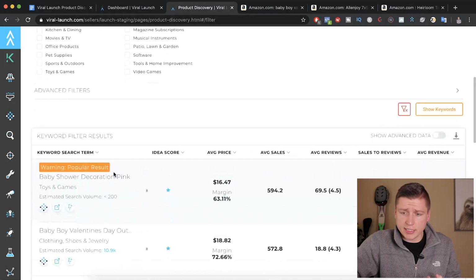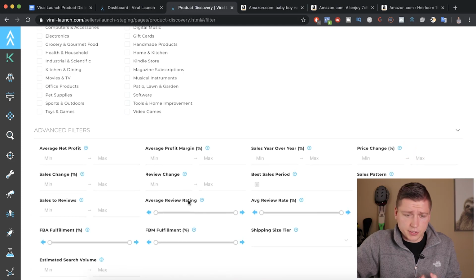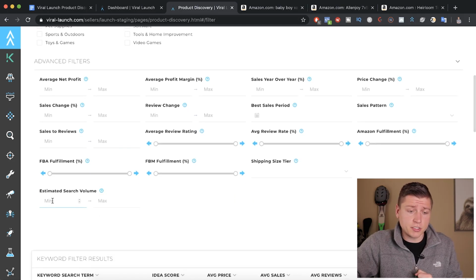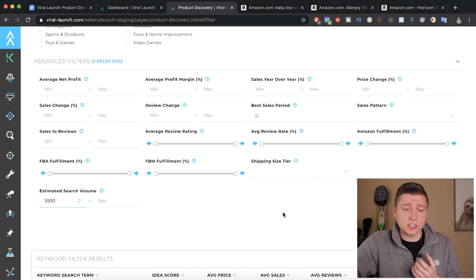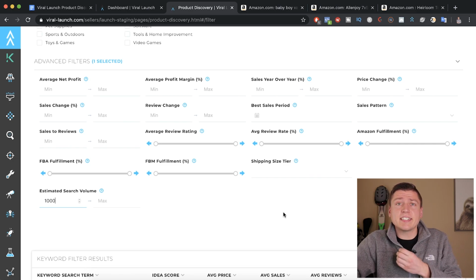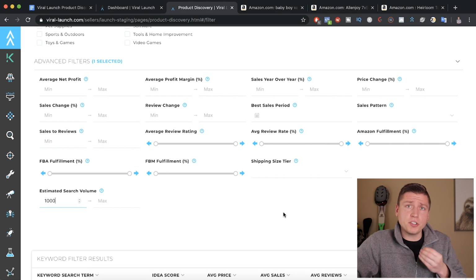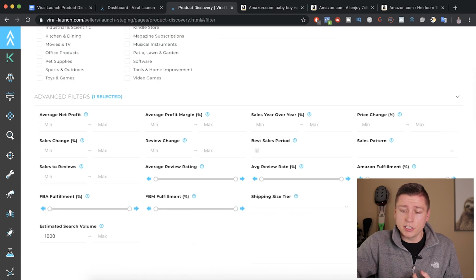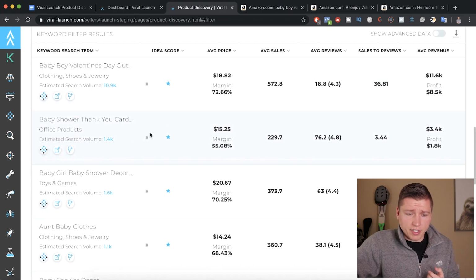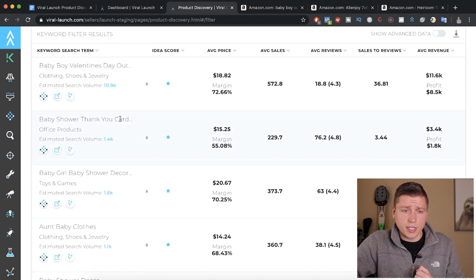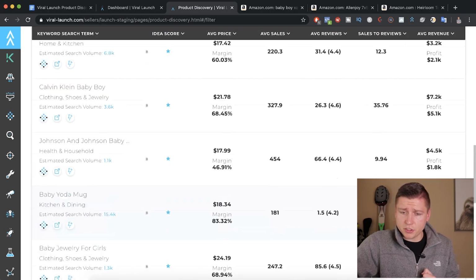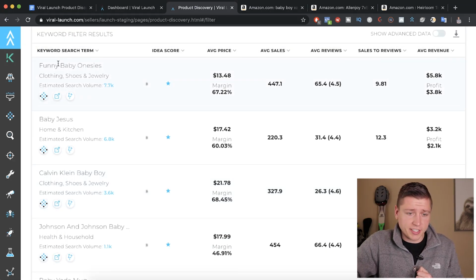So the way to fix that, guys, is go to advanced filters here and go down to estimated search volume. I'm going to put the minimum to 1,000 here. 1,000 searches per month is a good place to start. This means it gets enough traffic where enough sales are going to happen for you to make money, but also the competition is not going to be crazy high, right, guys? So we're going to hit show keywords. We got rid of all those pesky under 200s, right? So let's practice what I preach and go straight to page 10 here. And we can start looking at funny baby onesies, baby Jesus.